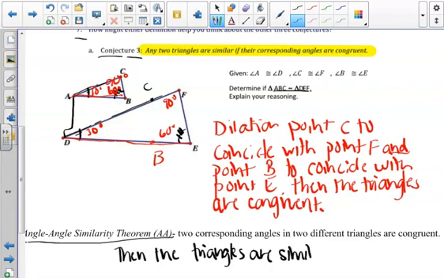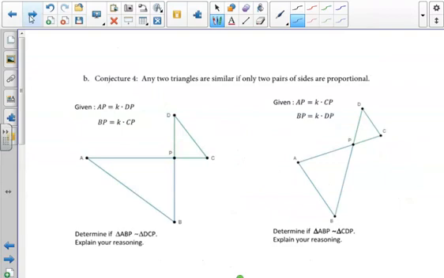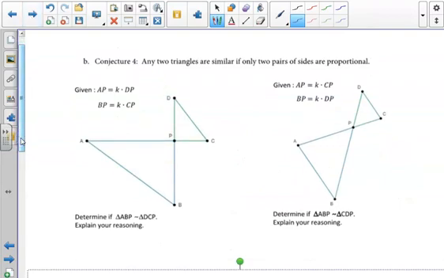So we're now saying we don't need to know all the angles and all the sides in 2 triangles to determine they're similar. If we only know 2 angles that are corresponding are congruent, we can conclude the triangles are similar. So let's move to conjecture 4.